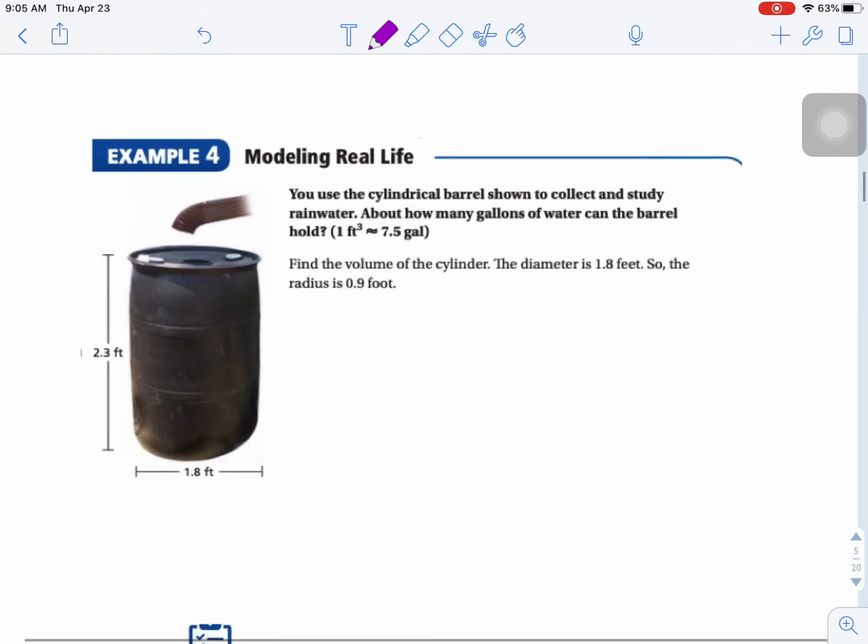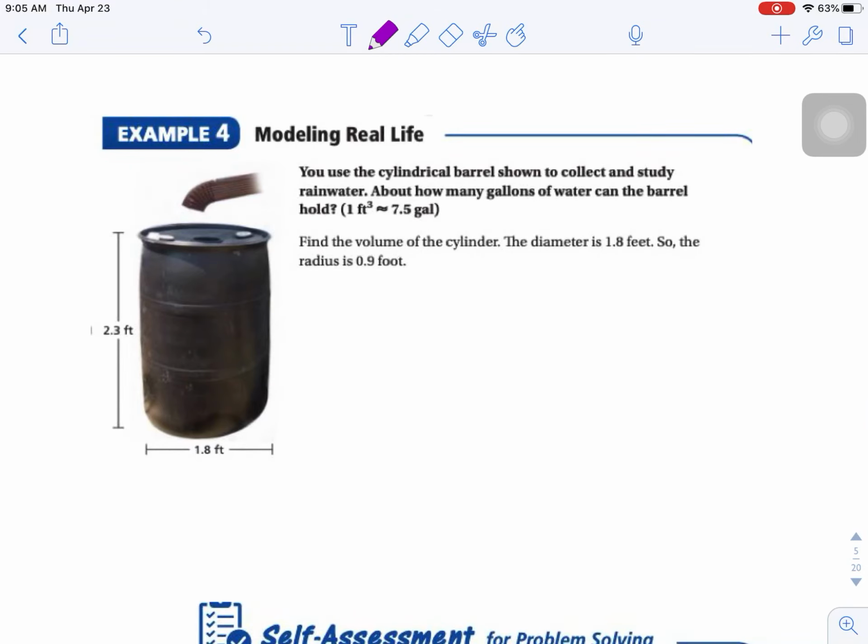Okay, on to example 4. In example 4, it says you use the cylindrical barrel shown to collect and study rainwater. About how many gallons of water can the barrel hold if 1 cubic foot is about 7.5 gallons? Okay, so find the volume of the cylinder. The diameter is about 1.8 feet, so the radius is 0.9. So again, we know our volume is pi r squared h. The radius was 0.9 and the height is 2.3.